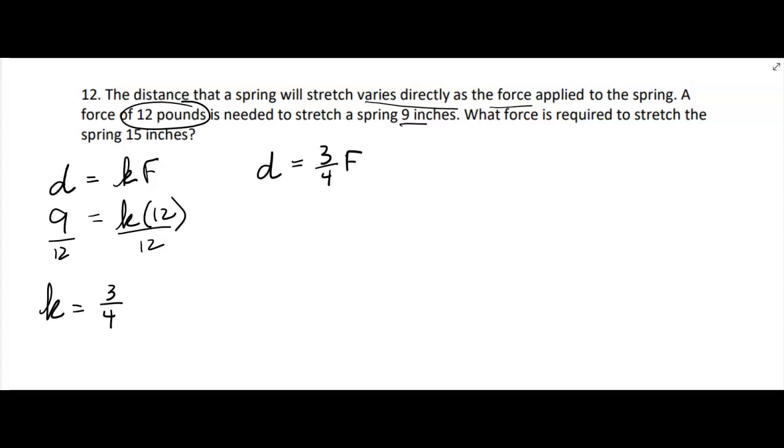All right. So what that means is now you know that constant, that value of K. That's great. Now we have a new equation. This is like a formula we can use. If they tell us the distance, we can find the force. If they tell us the force, we can find the distance. Great. So what's the question? It says what force, okay, so I'm looking for F, is required to stretch the spring 15 inches. That 15 is the D, right?